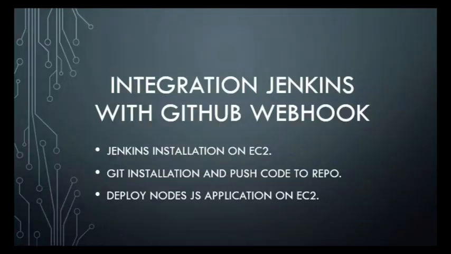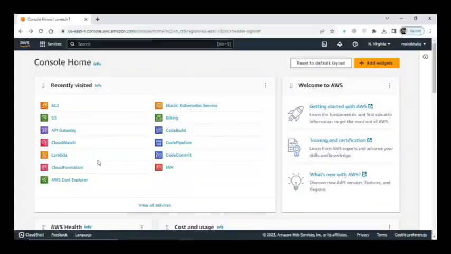Hello guys, in this video we are going to integrate our Jenkins CI/CD pipeline with GitHub through a webhook, and then deploy our Node.js application on an EC2 instance using a pipeline. So just follow the steps one by one. First of all, we will go to the AWS portal and create a new instance.